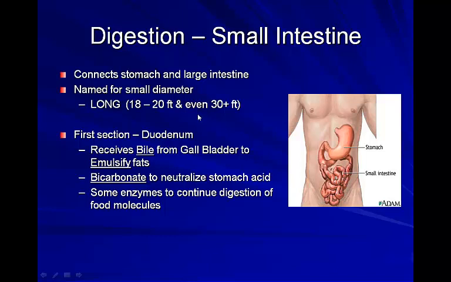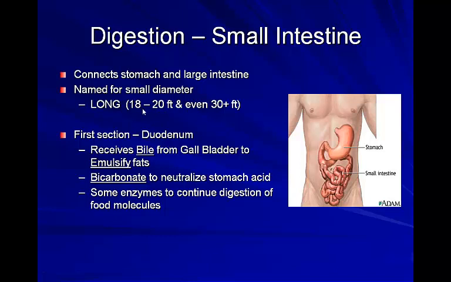The small intestine connects the stomach with the large intestine, and it's named the small intestine because it has a small diameter. If you look at the tube, it's a narrower diameter than the large intestine, but it's actually bigger because it's just so long. If you were to take your small intestine out and stretch it out, it would stretch 18 to 20 feet on average.